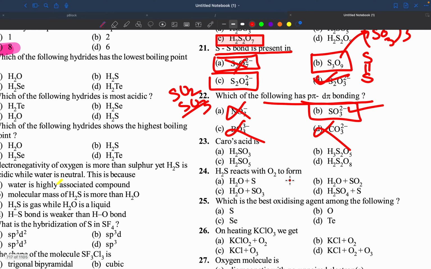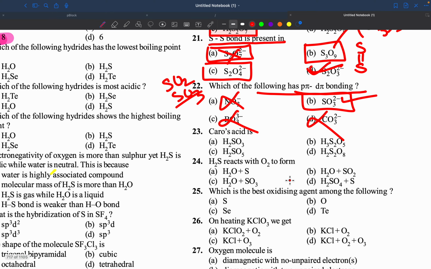Okay. Caro's acid is nothing but H2SO5. It's a common name. H2S reacts with oxygen to form what? So it will be oxidized, sulfur will be oxidized to get this one. Okay.